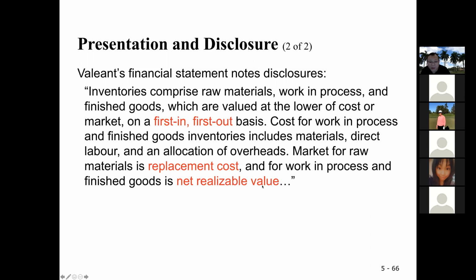Remember just before they left, Tim asked me a question about what if they have both replacement cost and net realizable values. From this company, it's pretty clear that for raw materials they are using replacement cost, but for finished goods they are using net realizable value. So all this information disclosed will be useful to the users to make a judgment on the inventory balance.